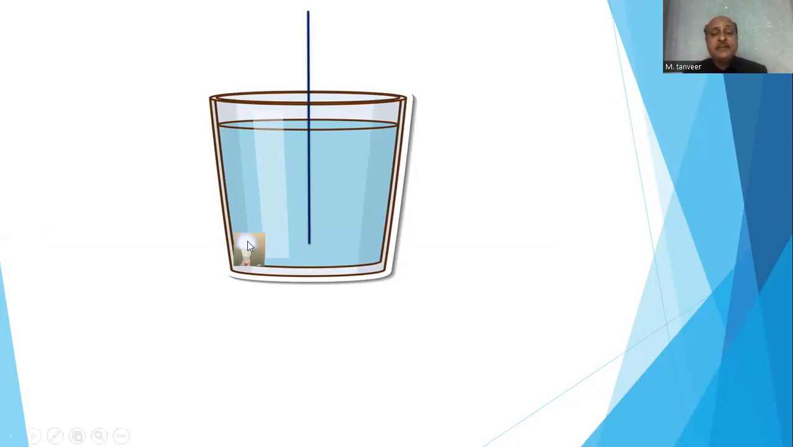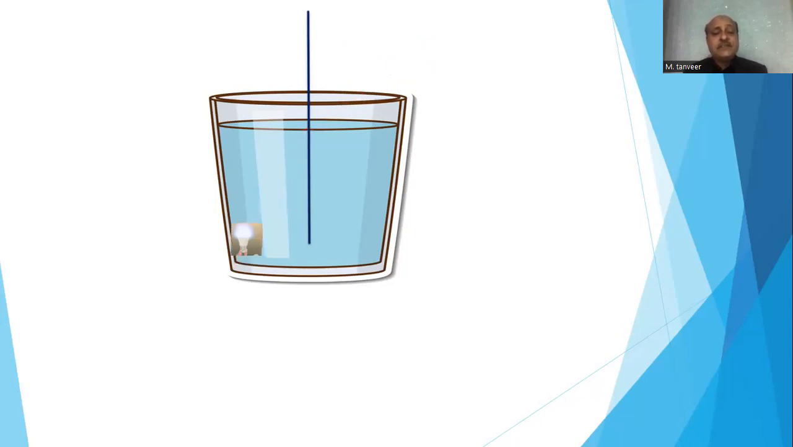When a ray of light enters from water to air, it will show refraction. This is the incident ray. This is the reflected ray. When it enters from water to air, refraction is shown by the ray. When we measure the angle of incidence and the angle of refraction, the angle of incidence is smaller and the angle of refraction is larger, since it bends away from the normal.